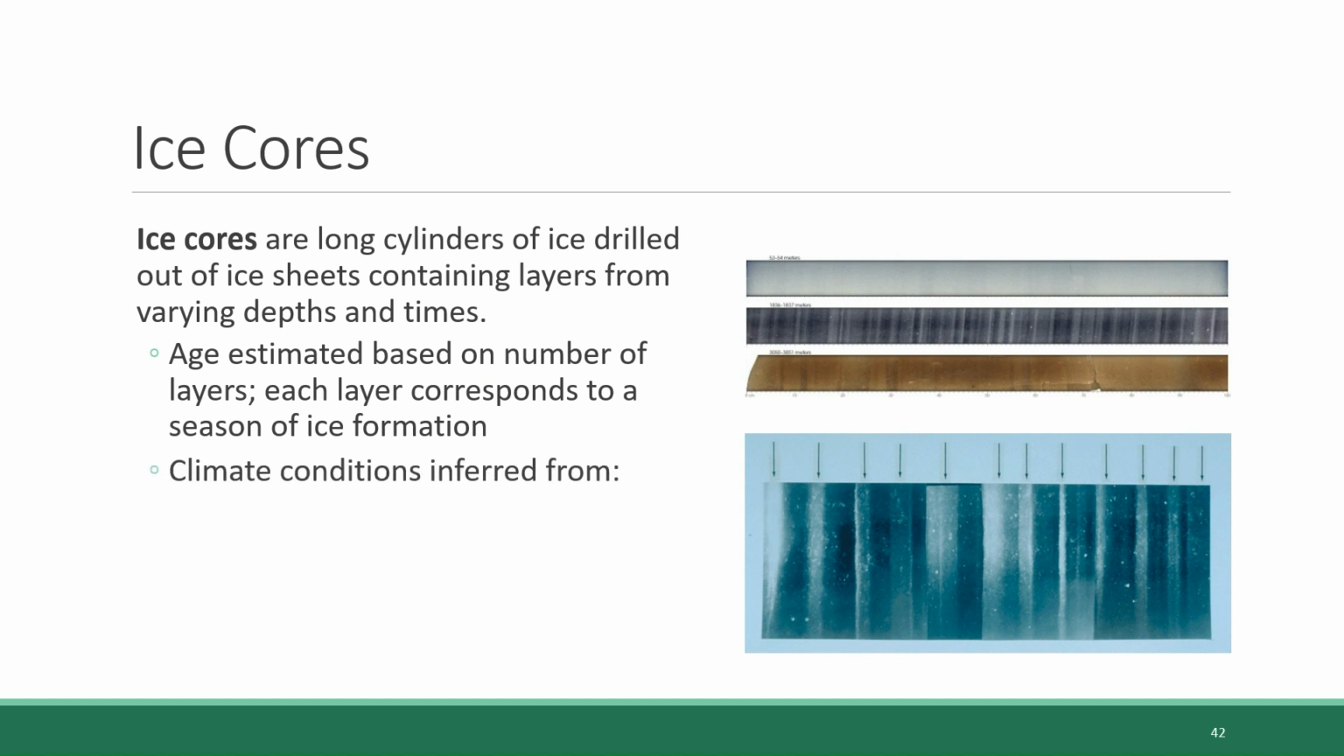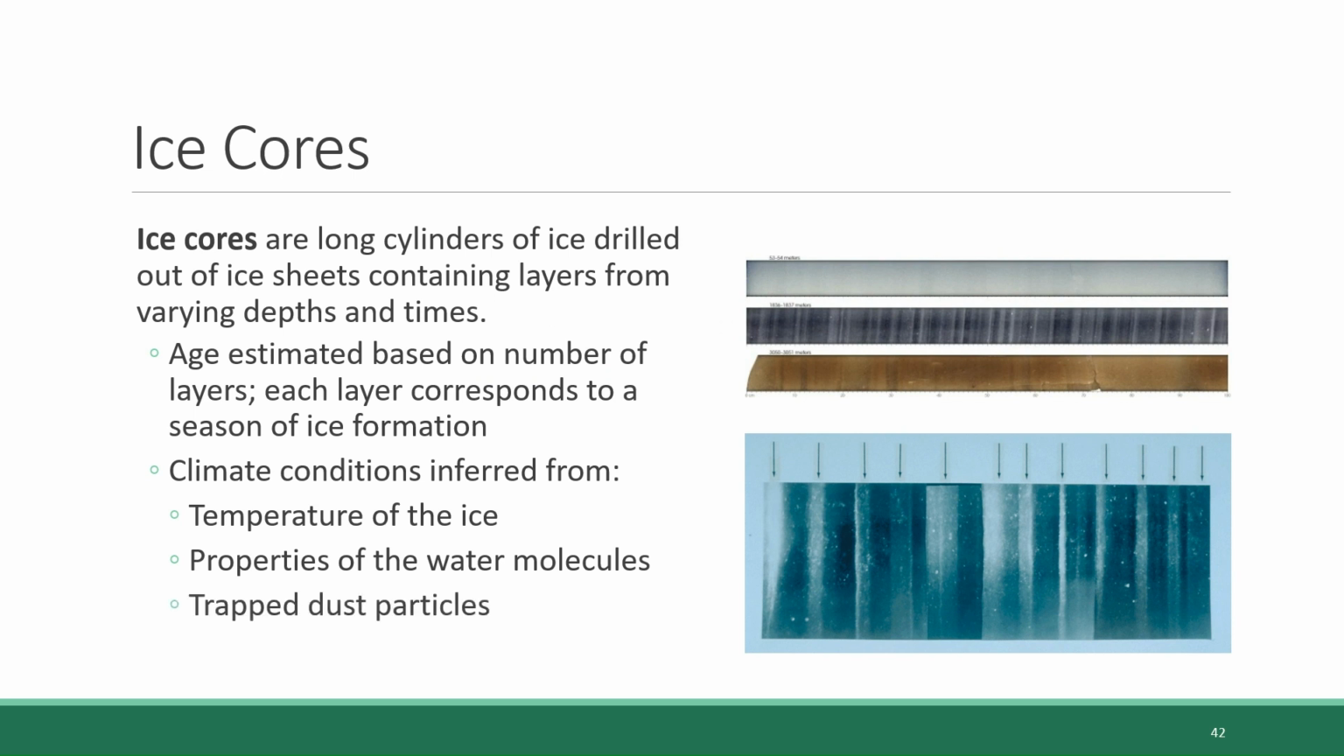And then looking closely at the layers, scientists can infer what the climate conditions were like on Earth at the time that the layer was formed. They do this by looking at variables such as temperature of the ice, the properties of the water molecules that the ice is made of, dust particles that are trapped in the ice, and gas bubbles that are trapped in the ice.